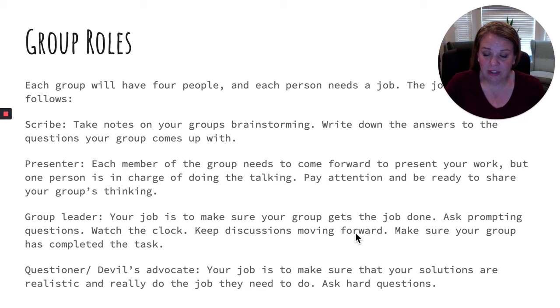And then the final job is going to be the person who asks questions, or the devil's advocate. I think that you're going to be tempted to just come up with easy solutions that don't really solve the problems, but I need you to actually solve the problems. So questioner, your job is to make sure that your group arrives at realistic conclusions and does the job that they've been assigned to do. Those jobs are going to be kind of tricky.